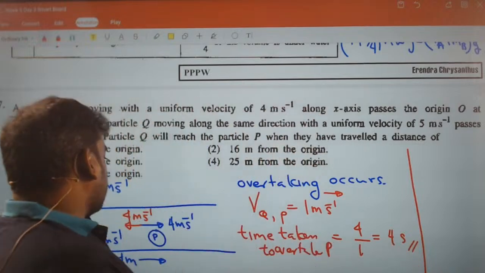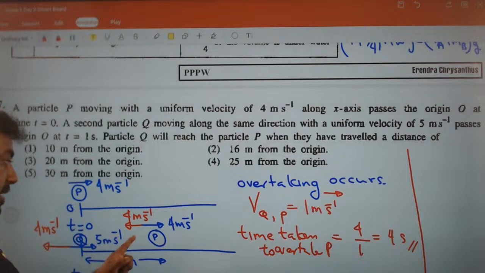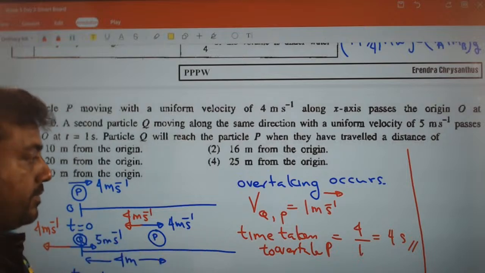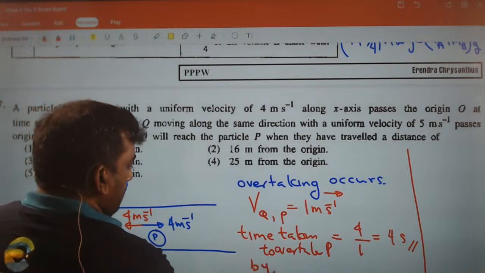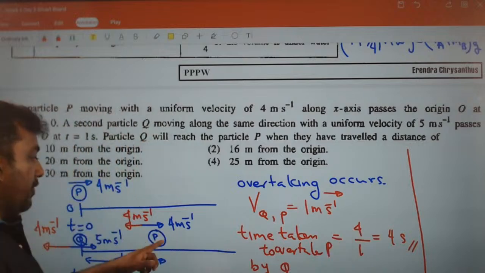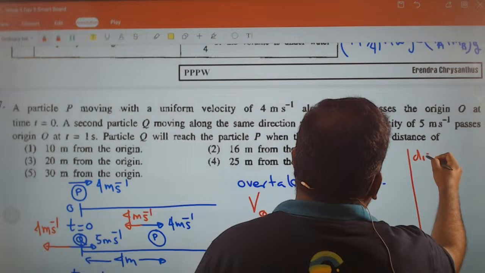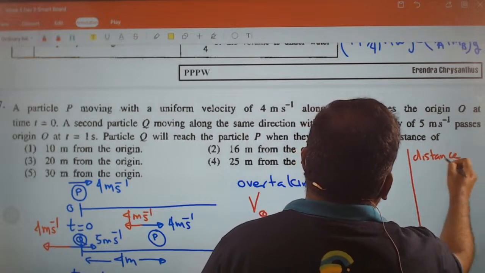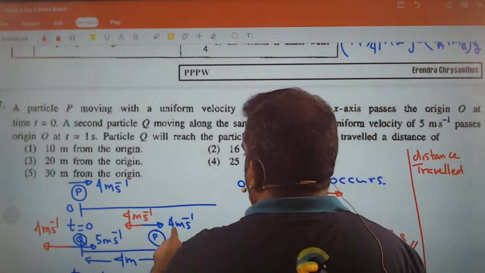So 4 more seconds. Here t equals 1 has already gone. 4 more seconds, so altogether 5 seconds have gone for P. For Q, 4 seconds. For P, already 5 seconds. So distance traveled: if you take 4 times 5, 20.